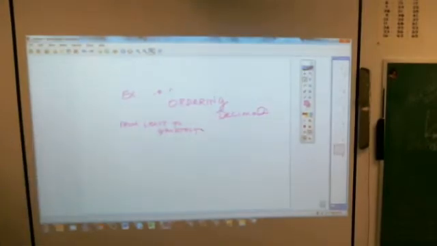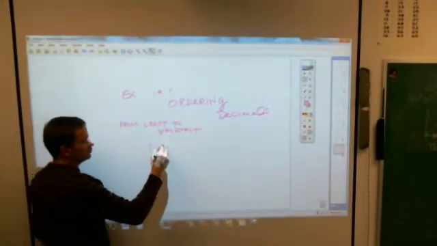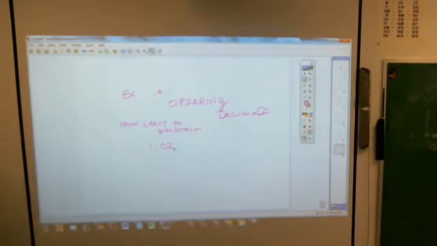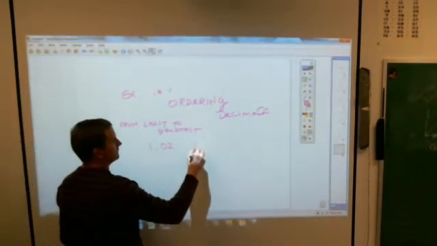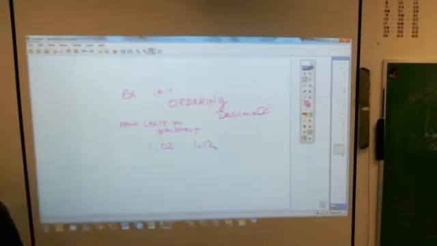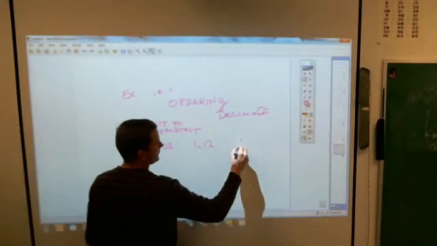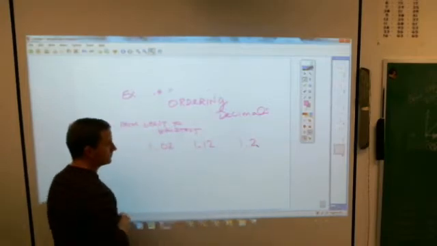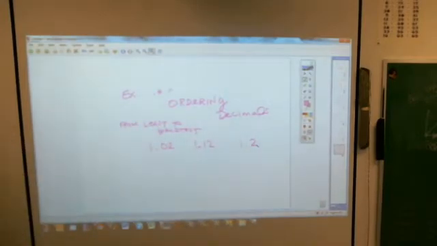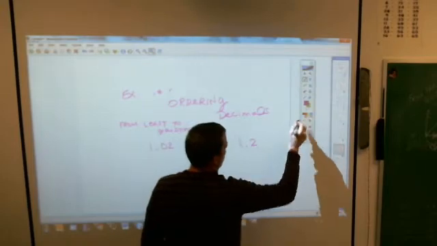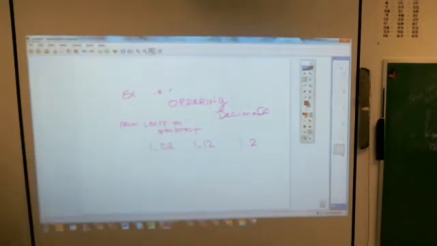Here are our numbers. What if I have 1.02 and I have 1.12 and I have 1.2? Anybody? If you were ordering those, what is your thought process? I don't want just the answer. I want you to talk me through how you got that answer. For example, what is the smallest? How do I know what's smaller, what's bigger, what's in the middle?